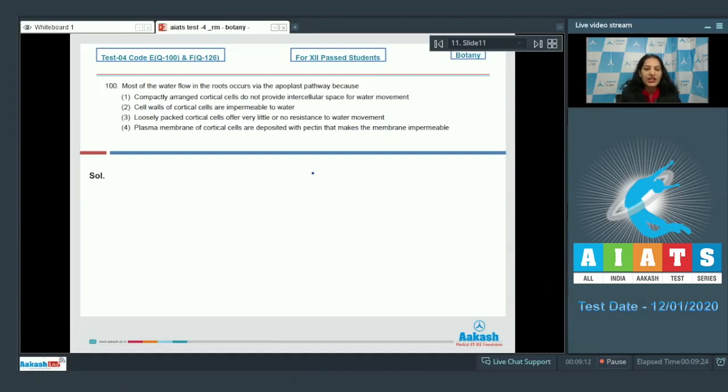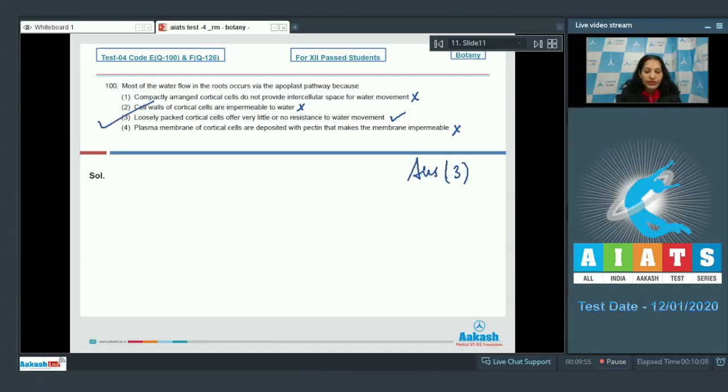First option, compactly arranged cortical cells do not provide intercellular spaces for water movement. It is not correct because cortical cells are not compactly arranged. Second, cell walls of cortical cells are impermeable to water. Not true. Cell walls are permeable for water. Third, loosely packed cortical cells offer very little or no resistance to water movement. This is absolutely correct. Fourth one, plasma membrane of cortical cells are deposited with pectin that makes the membrane impermeable. Very wrong. So the correct option for the given question is option number 3.